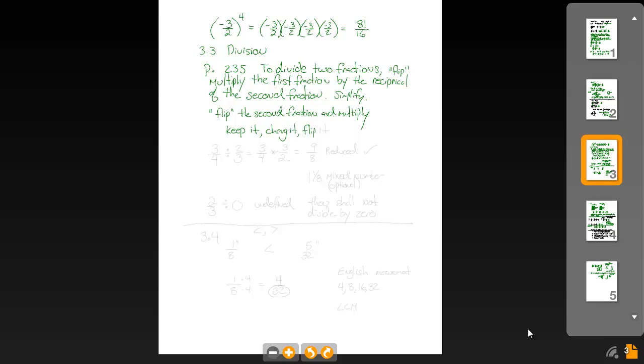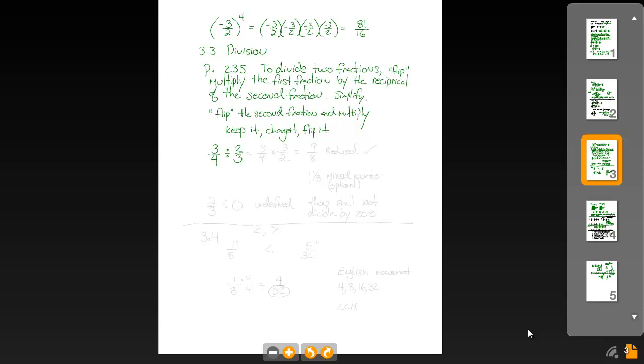I do like that. If I could spell change, that is. Close enough. So from Rachel here, another way to explain it is keep it, change it, flip it.